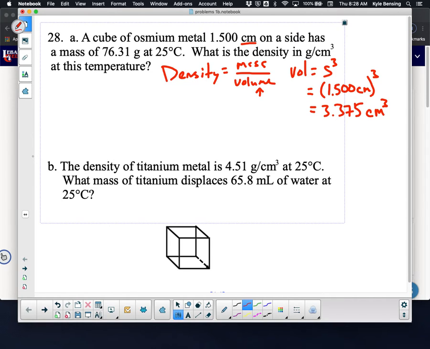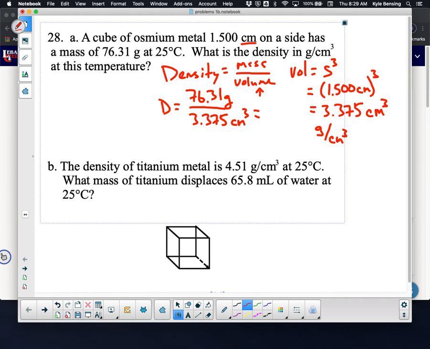So density equals the mass, 76.31 grams, divided by our 3.375 cubic centimeters. Whatever that equals is going to be the answer to our problem, and that answer will be in grams per cubic centimeter. All right, so go ahead, I'll be looking for that answer in your problem set. So please follow along and do the math and finish the problem.